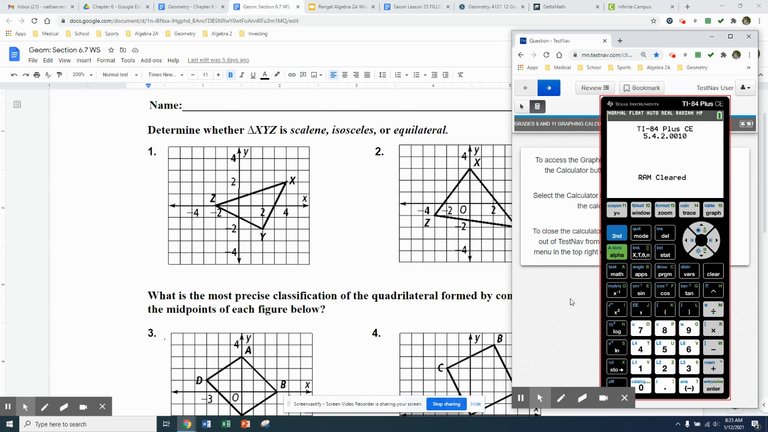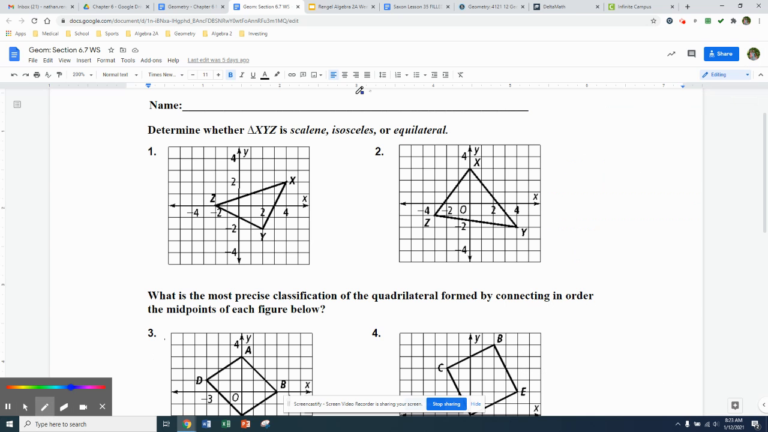In our first problem here, we've got X, Y, Z. We've got 3 different sides of our triangle that we're going to determine. Now, we have to recall scalene means that all 3 are different. Isosceles means that 2 are congruent. And equilateral means all 3 sides are congruent. So when we're classifying, that's what we're looking for, determining whether or not our sides are going to be congruent or not.